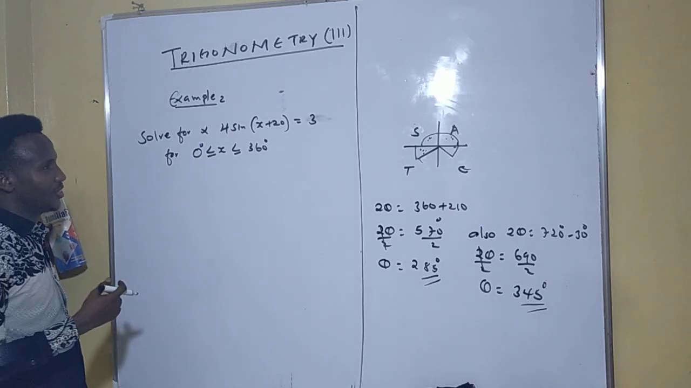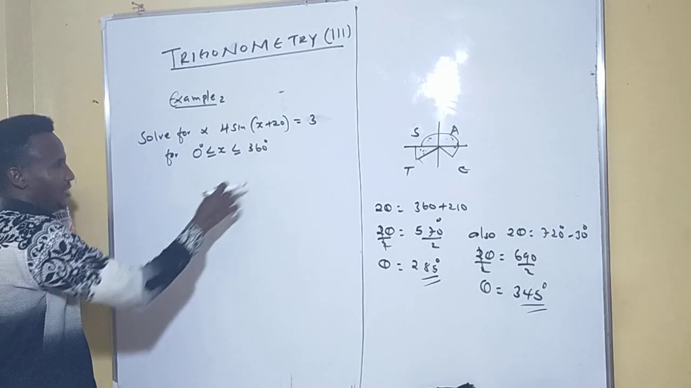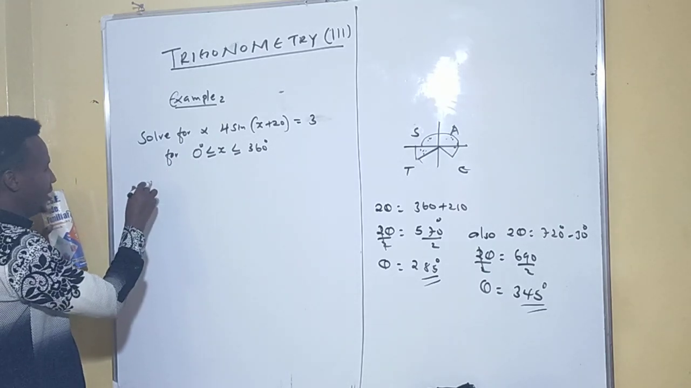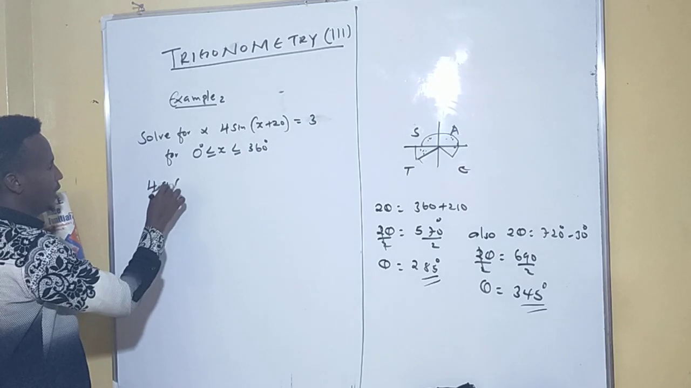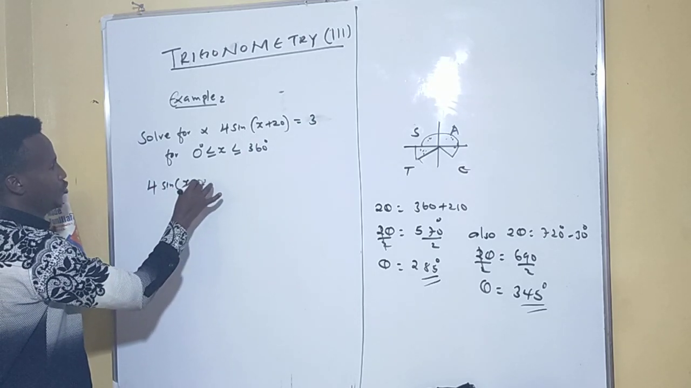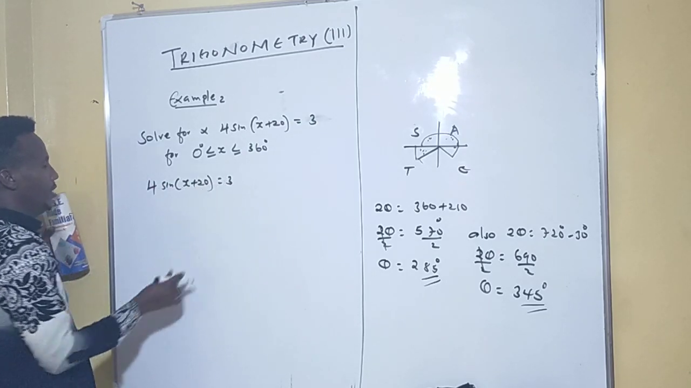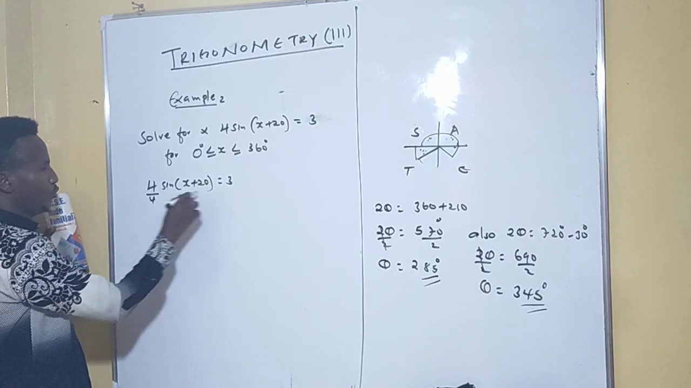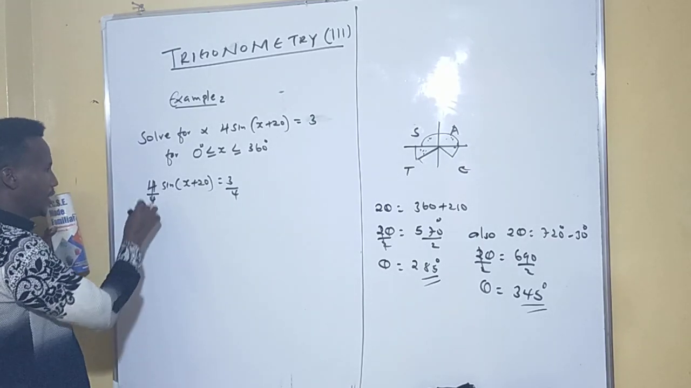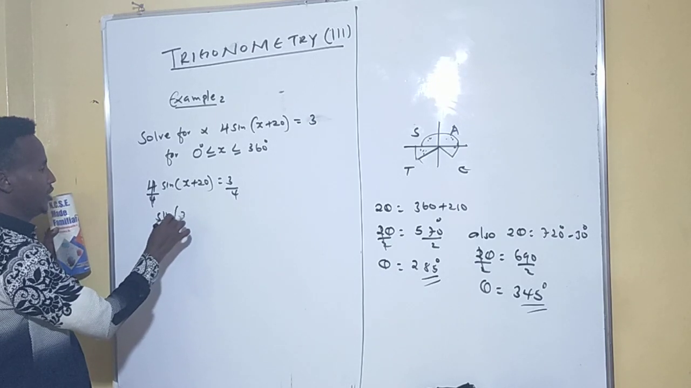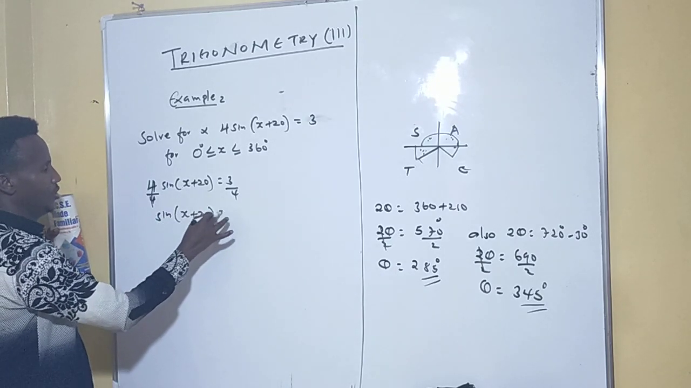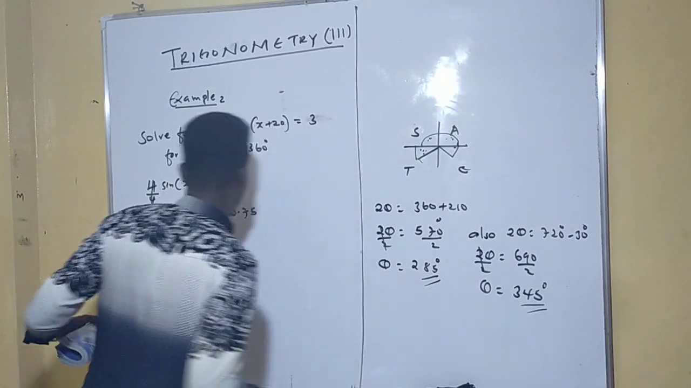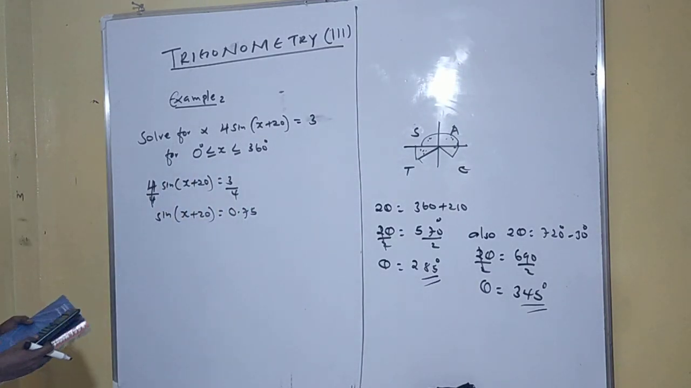This is where you are required to understand, yeah? Forget this range. Let me go there. I'll say 4 sine, open the bracket, x plus 20 is equal to 3. The first thing we are going to do is eliminate this coefficient. All of 4, cancel. So I will have sine into x plus 20 is equal to 0.75. Let me get the calculator. 3 divided by 4 is 0.75.